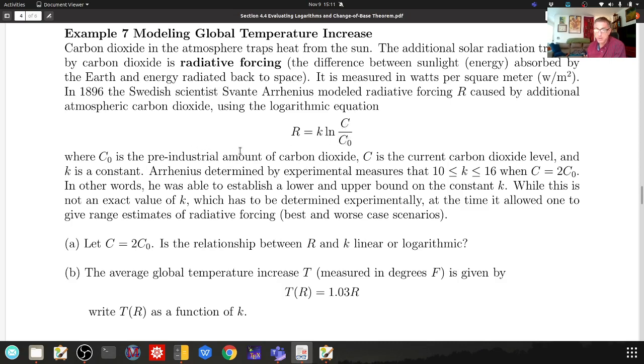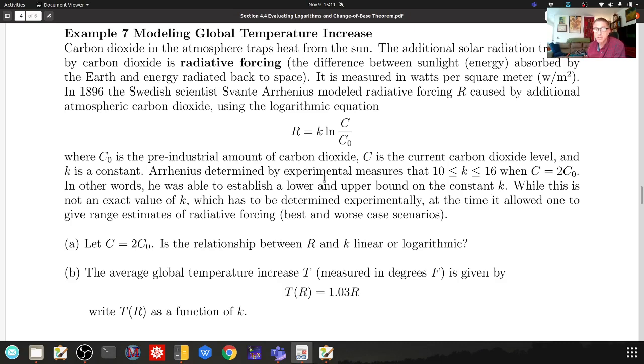So you don't know what that means, right? So you have to read down below. R is the radiative forcing, we know what that is. C naught is the pre-industrial amount of carbon dioxide. So that would be carbon dioxide in the atmosphere before the Industrial Revolution, around the middle part of the 19th century, so like around 1850, 1860.